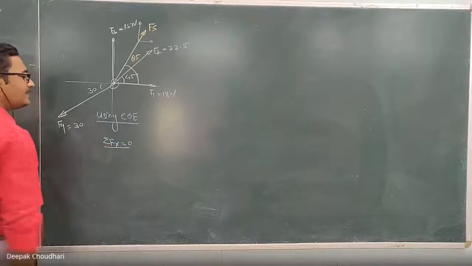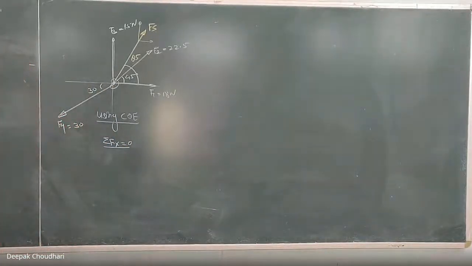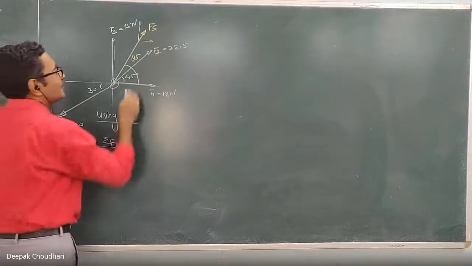But to apply the conditions of equilibrium, you need to resolve the inclined forces. Second thing, for this sum, since it is in equilibrium under the action of 5 concurrent forces, we cannot use Lami's theorem. Lami's theorem is applicable only for 3 concurrent forces. If 5 concurrent forces are there, Lami's theorem is not applicable and you have to apply only the conditions of equilibrium. Okay, so let's resolve the forces.